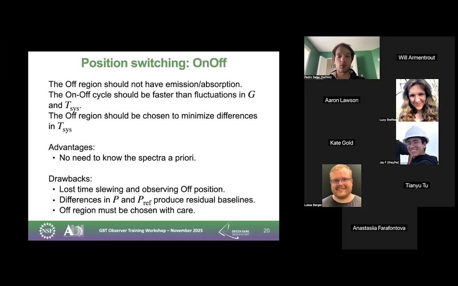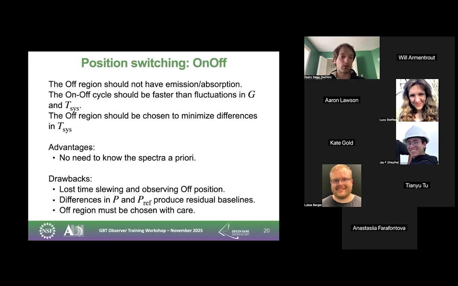And again, the off region should be chosen to minimize differences in the system temperature. So that's why you don't want to change elevation, just azimuth if possible. You want to stay as close as possible because then you spend less time moving.